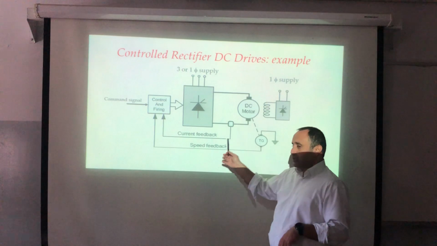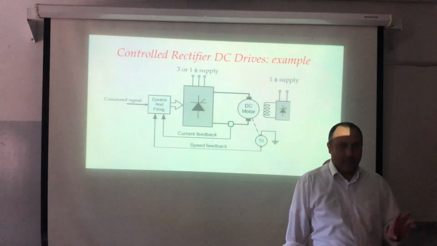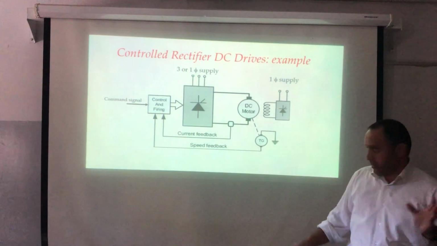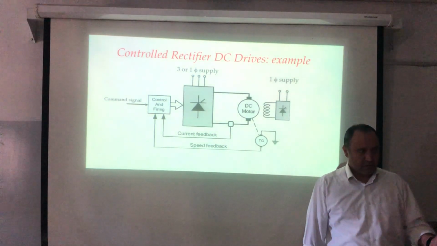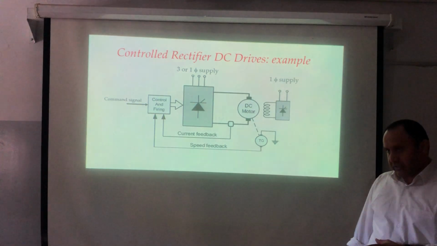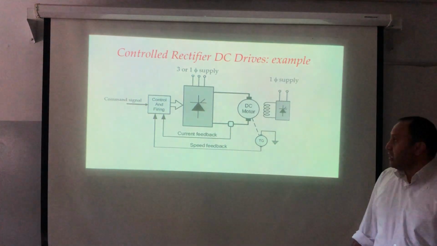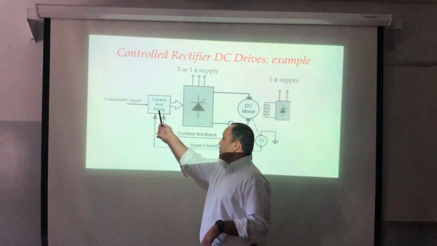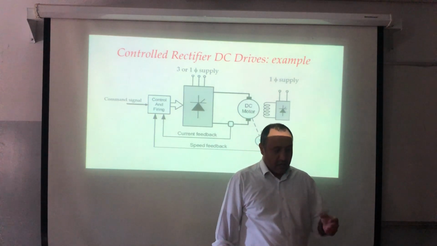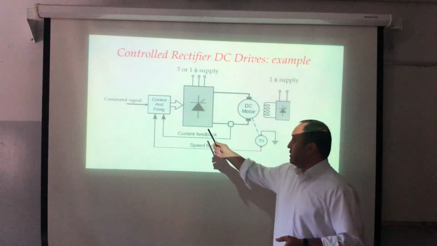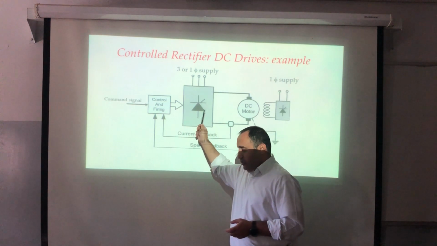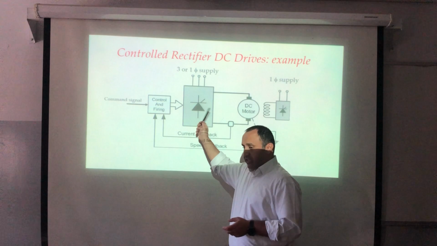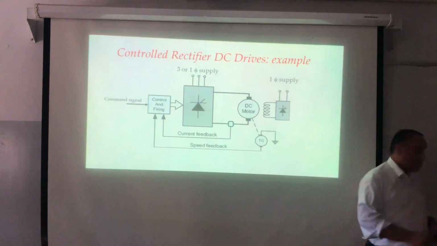Now here I have two feedback control signals. The first one is current. And the second one is speed. TG is the tacho generator, the speed sensor. Now here I have the control and firing angle, and it is responsible for giving the firing angle not only for the armature controlled rectifier, but also for the field.